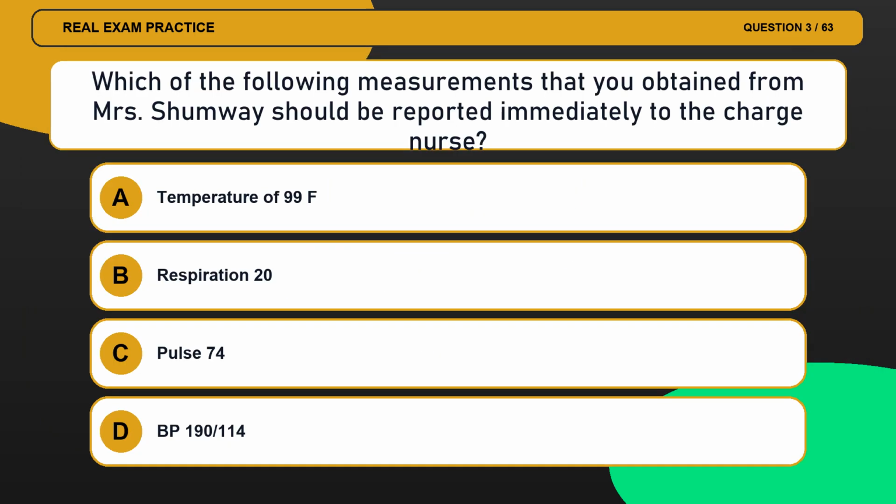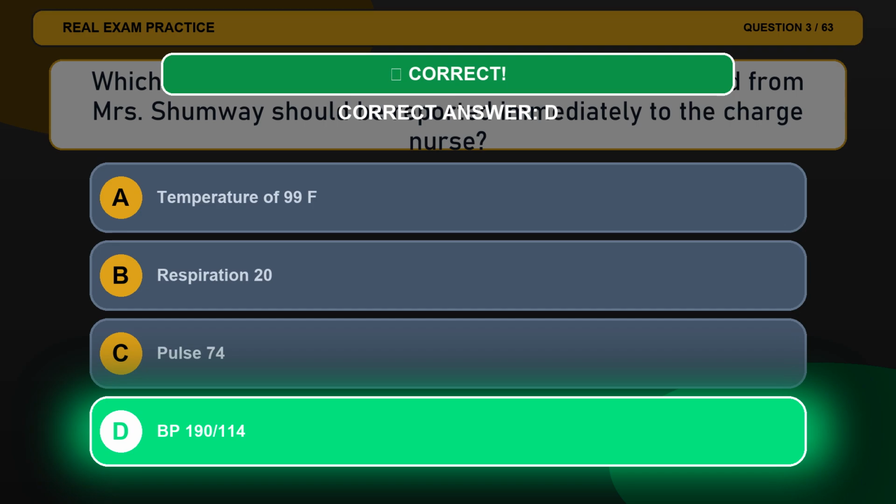Question 3. Which of the following measurements that you obtained from Mrs. Shumway should be reported immediately to the charge nurse? Option A, temperature of 99 F. Option B, respiration 20. Option C, pulse 74. Option D, BP 190/114. The correct answer is option D, BP 190/114.